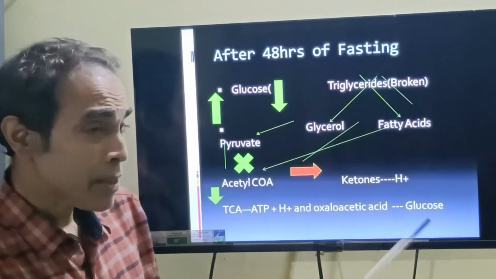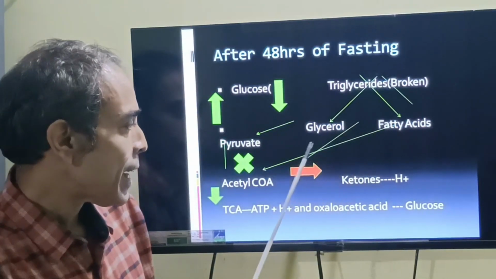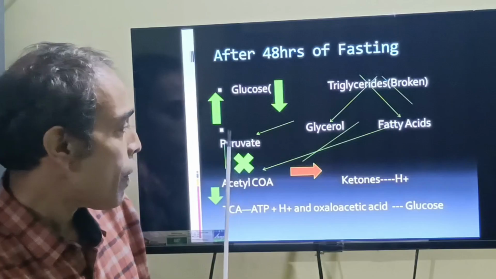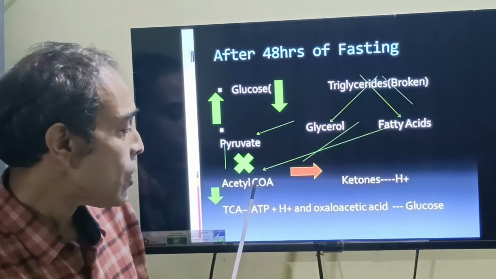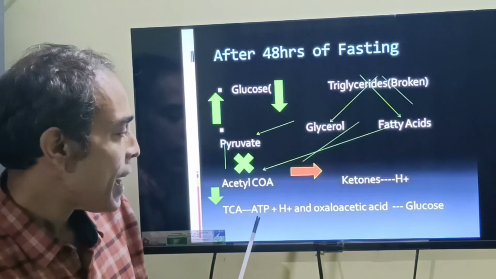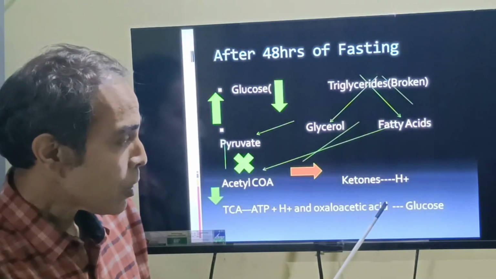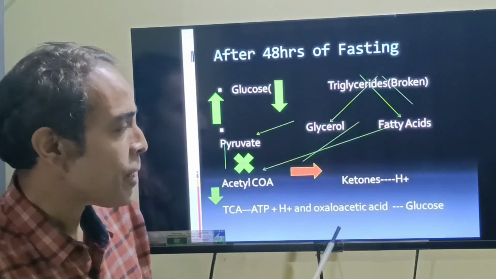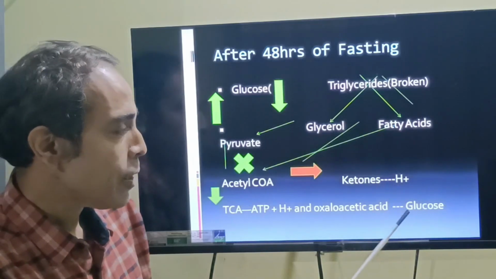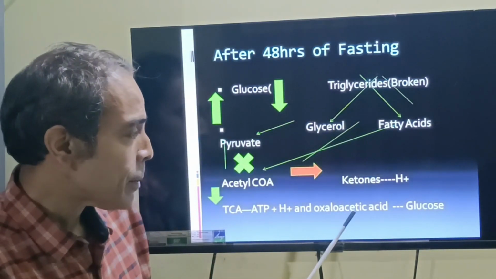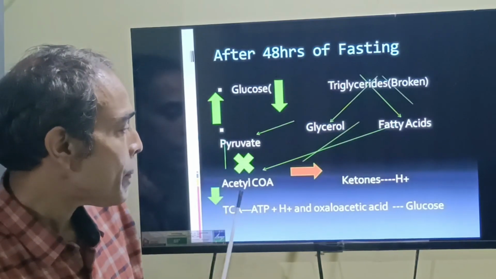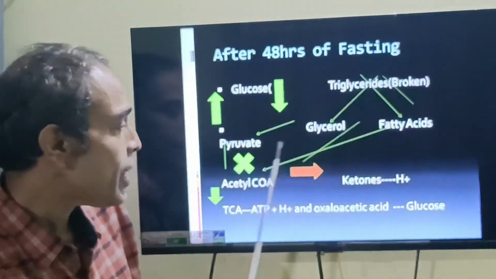Now what about the fatty acid? This is the most important thing. Fatty acids enter to form acetyl coenzyme A. It cannot go upstream to form pyruvate. This is a rate limiting step. So now the acetyl coenzyme A will have to be converted to ATP, hydrogen and oxaloacetic acid. But the oxaloacetic acid slowly gets depleted, because a lot of glucose molecules need to be formed, since the patient is under fasting, so glucose has to be maintained. So once it gets depleted, the acetyl coenzyme A begins to accumulate because fatty acids are now converted to acetyl coenzyme A.